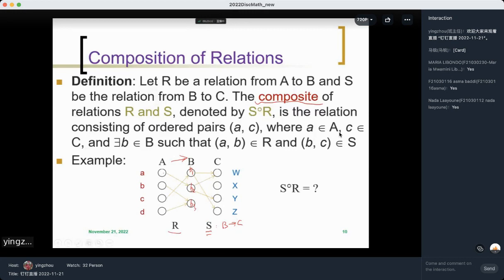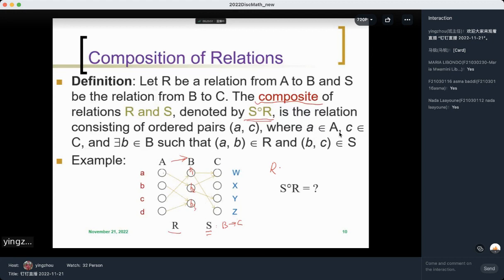But now we want to compose. That means the composite of R and S, and we should be careful. We denote it or write it down like this, with a small circle between R and S, but we should be careful.